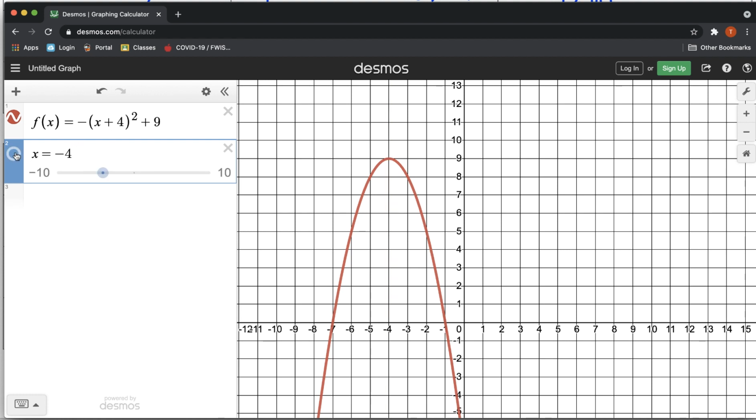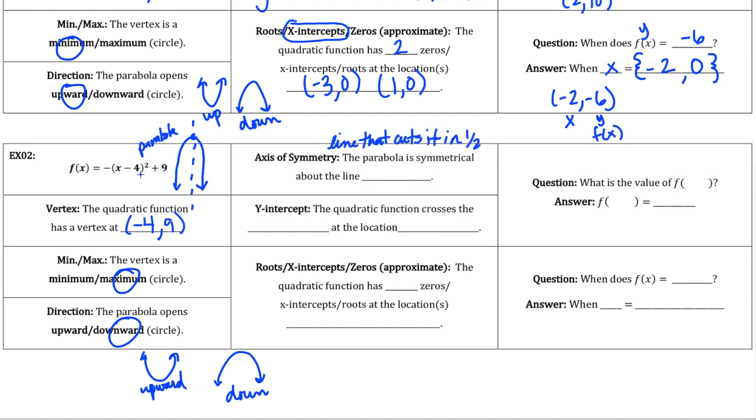Let me change that color. Blue, maybe. Let's try blue. Okay. So this line cuts the parabola in half, and it's perfectly because it's symmetrical. The parabola is symmetrical about the line x equals negative 4.